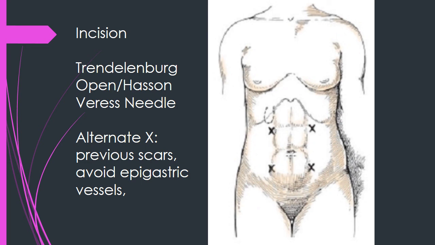So take the umbilicus as the center point, and you can use the ninth costal cartilage tip upwards, or else you can take the midpoint of the spino-umbilical line downwards. These midpoints can be used to create a pneumoperitoneum, especially when your patient has previous scars and in case you want to avoid the epigastric vessels.